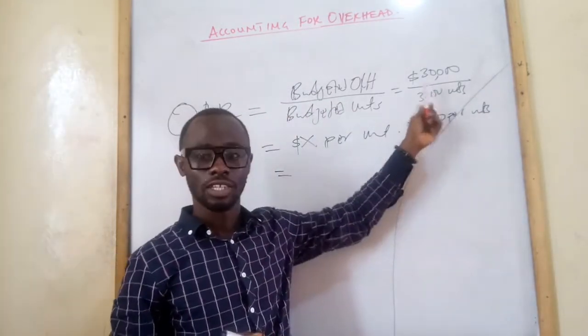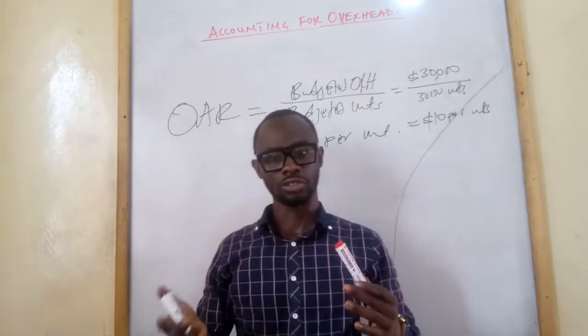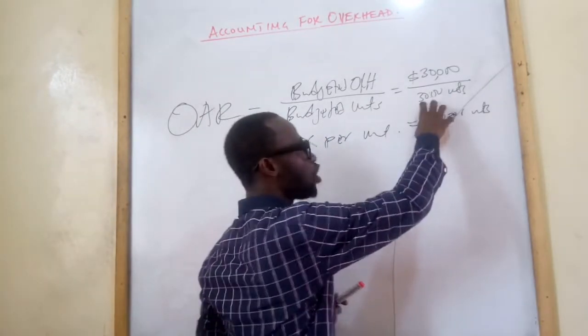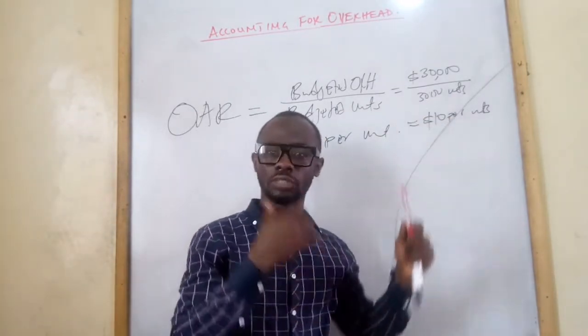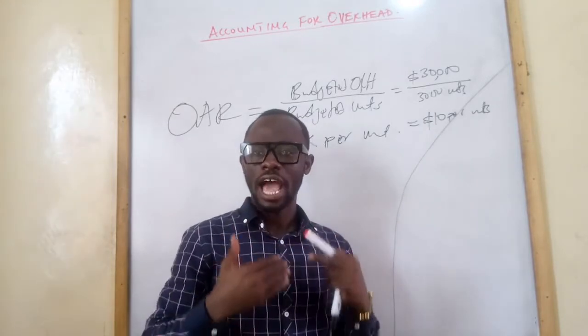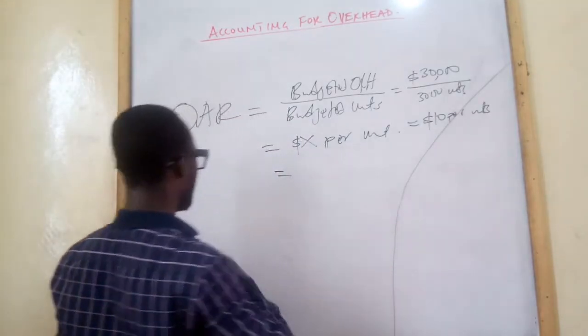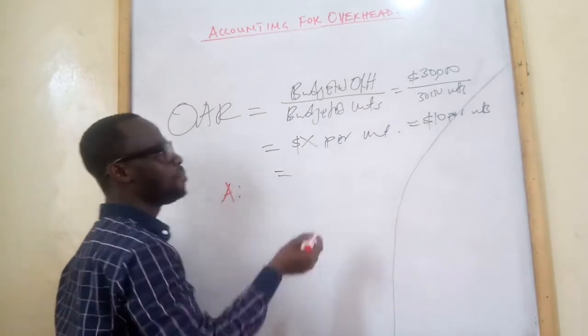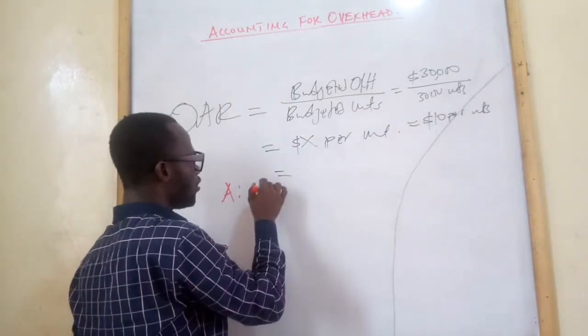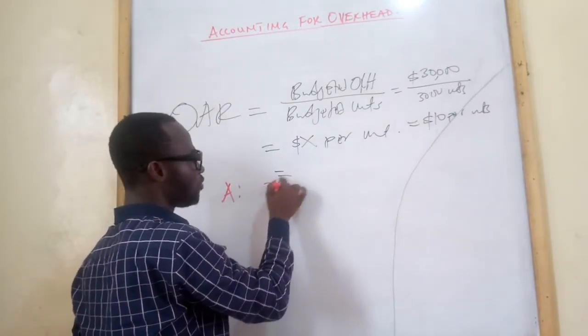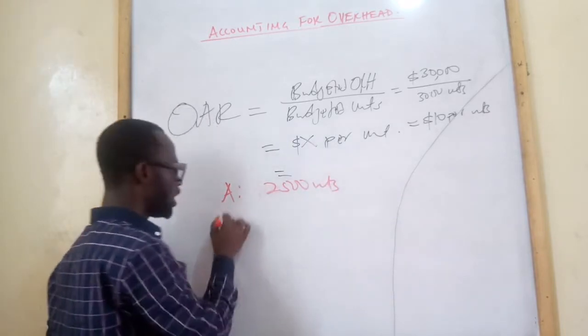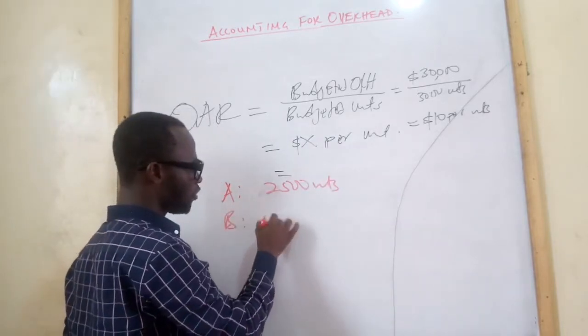This is the budget that we want to produce 3,000. So we're going to absorb the overheads using the $10 per unit. But if you look at the actual activity we undertake, A, maybe we produced only 2,500 units. And then B, we produce 4,000 units.